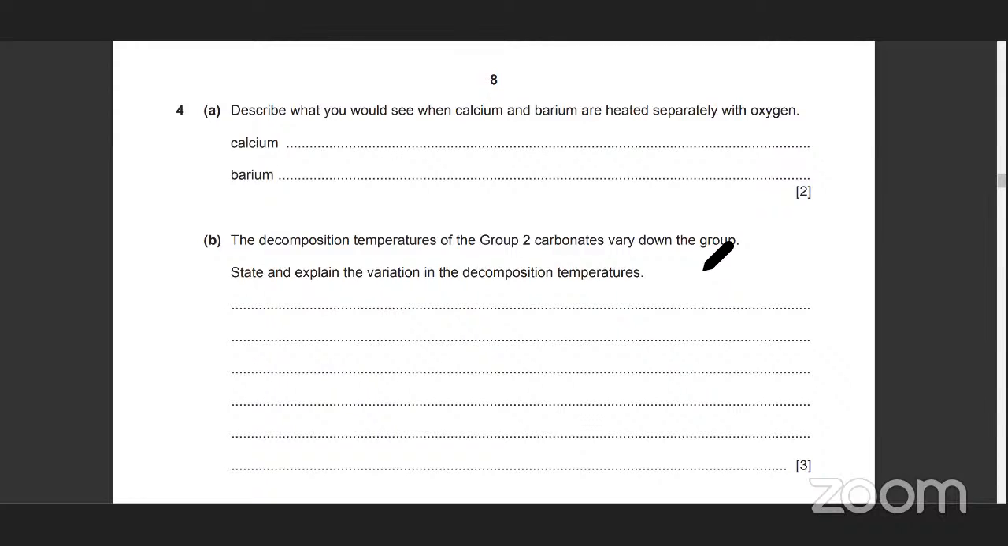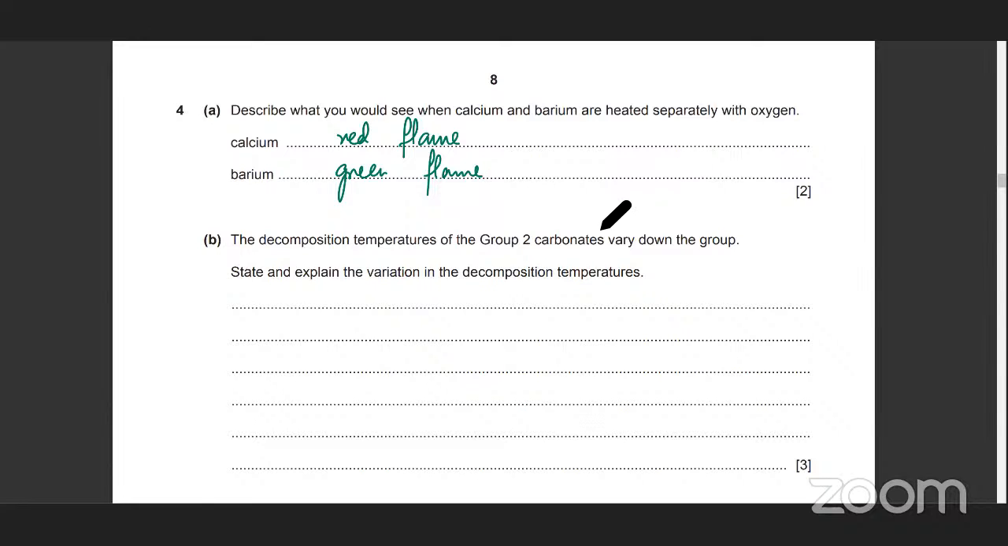We are at question number 4, and this one we've seen: what would you see when calcium and barium compounds are heated? So this is about the flame test. You should remember what the flame test is. Calcium, remember, has a scarlet red flame, I think, and barium has an apple green flame. So remember the flame tests of group 2 metals.